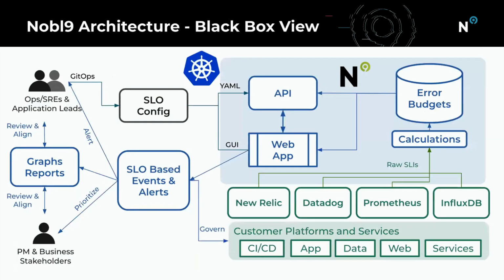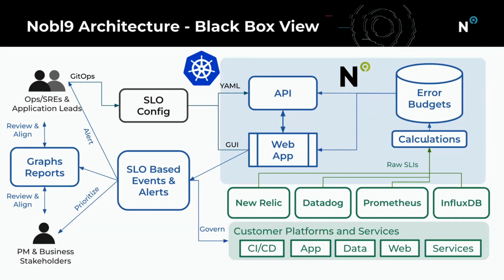Moving on, I know we talked a lot about what Nobl9 is as a whole, and now it's time to dig into our architecture. You can see over here, we have operations and SRE, application leads, general people that are creating SLOs. They create an SLO config, which either happens via sloctl, our command line interface, to create a YAML, or through the GUI, which uses our web app, and eventually it exports out to an API.